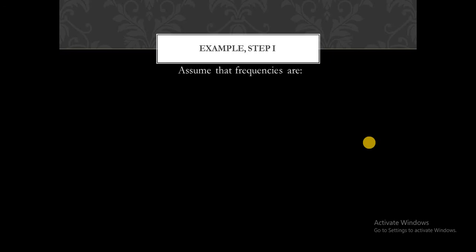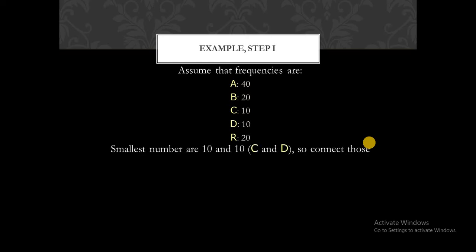So, example, assume that the letter A appeared 40 times, letter B appeared 20 times, letter C appeared 10 times, letter D appeared 10 times, and letter R appeared 20 times. So in this frequency information, what are the smallest numbers? 10 and 10. That means node C and node D.